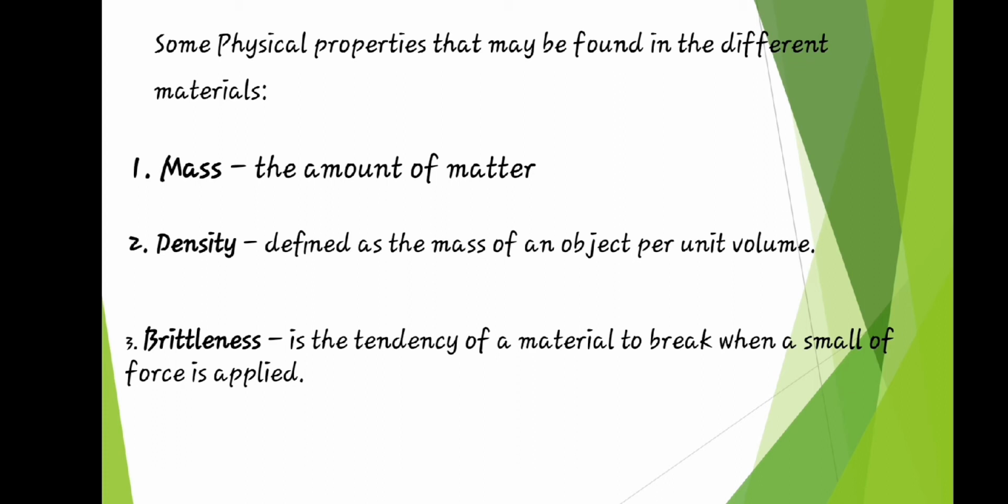So by the amount of matter, you can eventually describe the physical property of a certain matter. Aside from mass, we also have density. That is why I said earlier that you can describe physical property by means of density. When we say density, it's defined as the mass of an object per unit volume.